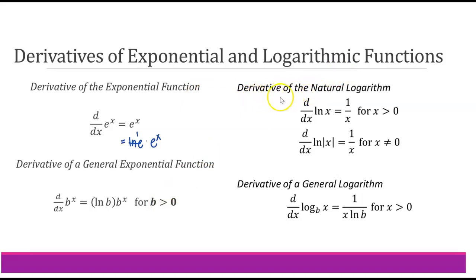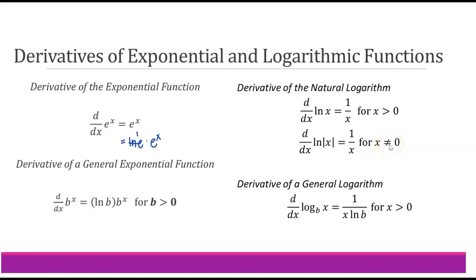We'll start with the derivative of the natural logarithm. The derivative of natural log of x is 1 over x, and that's when x is greater than 0, when x is positive. The derivative with respect to x of the natural log of the absolute value of x is also 1 over x, and that's for x not equal to 0.